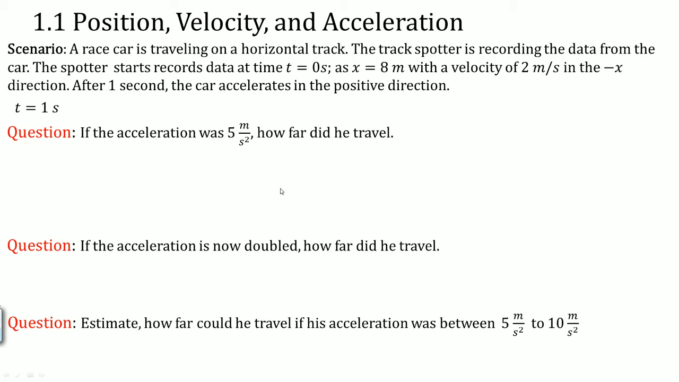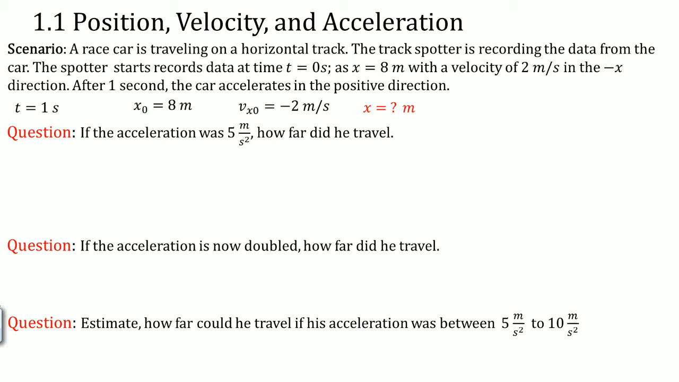The time equals 1 second. The starting position x naught is 8 meters. The starting velocity in the x direction is negative 2 meters per second. The negative comes from, it says, a velocity of 2 meters per second in the negative x direction. Your question mark is the distance traveled, so x is equal to your question mark.